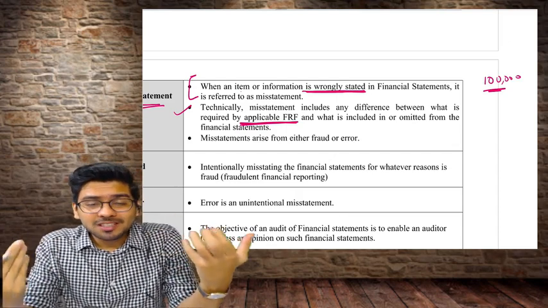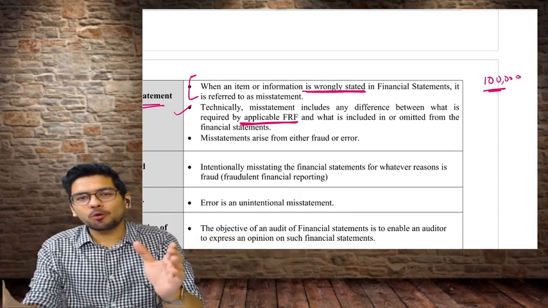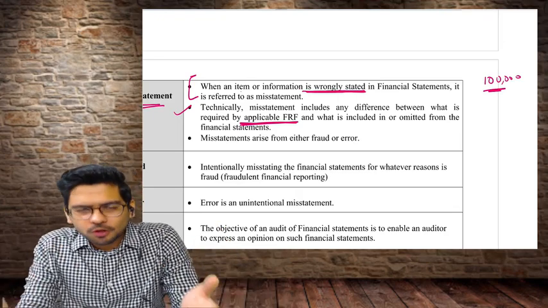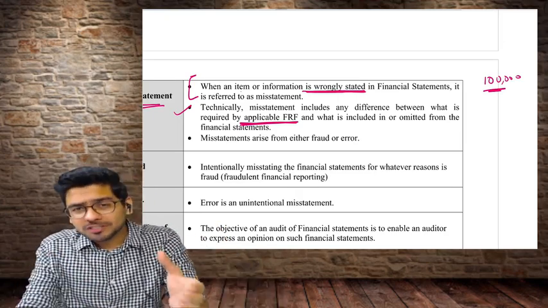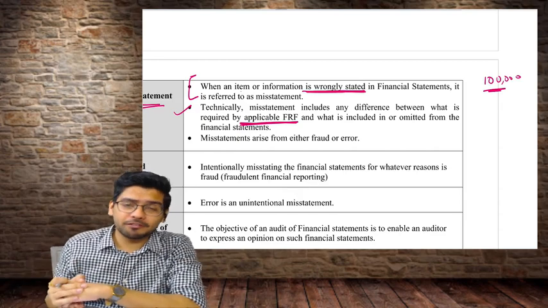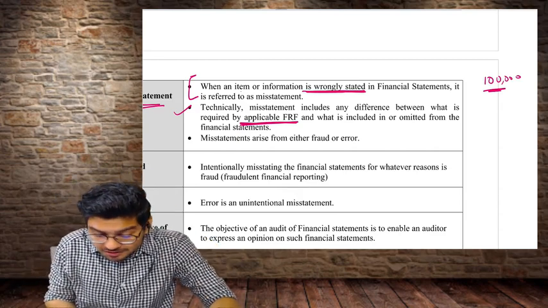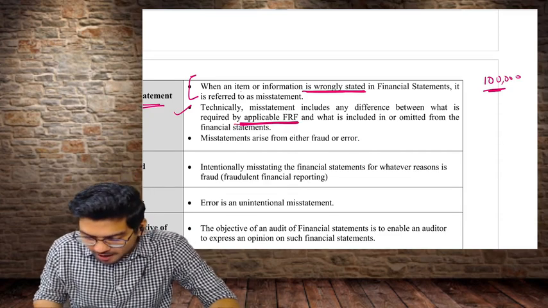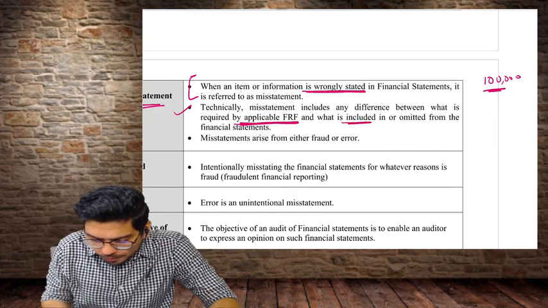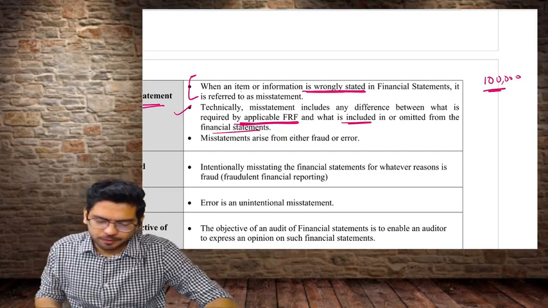Okay, and we discussed some of the examples also of Financial Reporting Framework. I told you that Schedule 3, Ind AS, US GAAP, IFRS, all these are examples of FRF. Okay, so what is misstatement? Misstatement includes any difference between what is required by applicable FRF and what is included in or omitted from the financial statements. Now for example, please understand this.